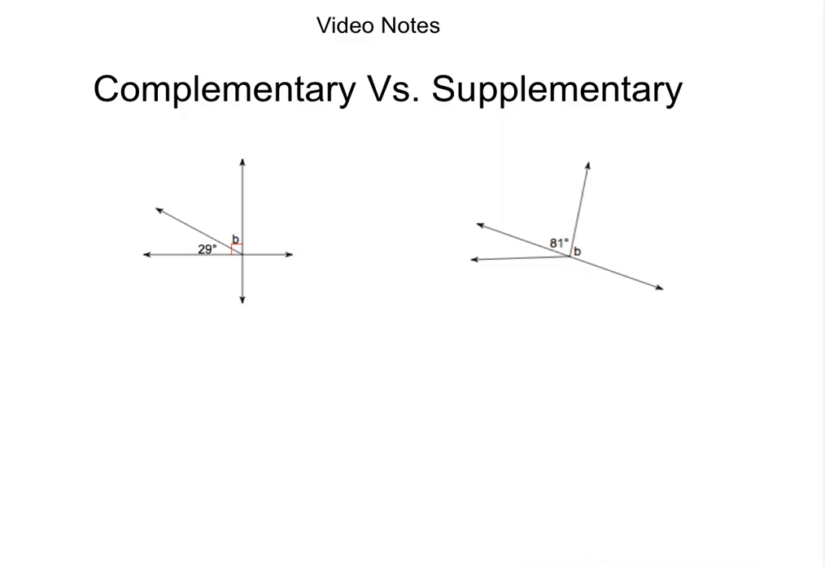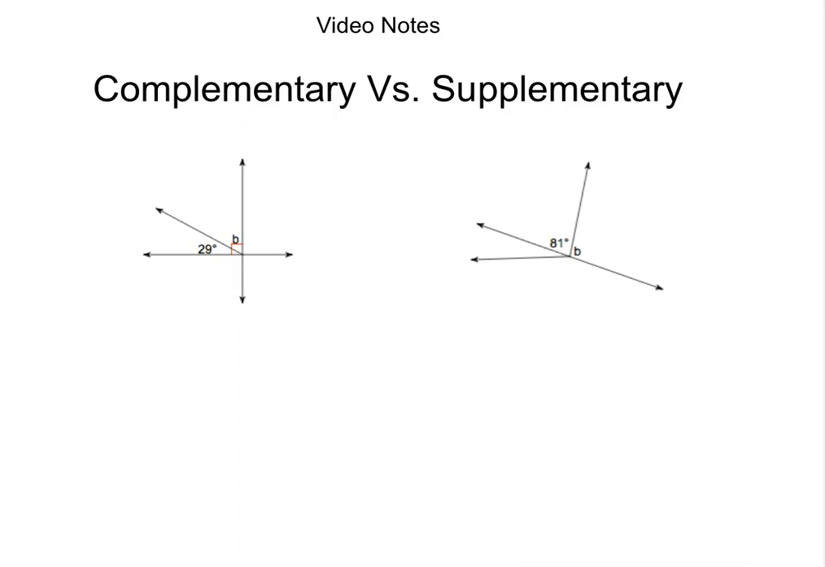All right, so complementary versus supplementary. Using the knowledge of complementary versus supplementary to help you solve some of these missing angles. Remind me, what are complementary angles? Two angles. Excellent. Two angles that total 90, two angles that sum up to 90, two angles that give you 90 degrees.